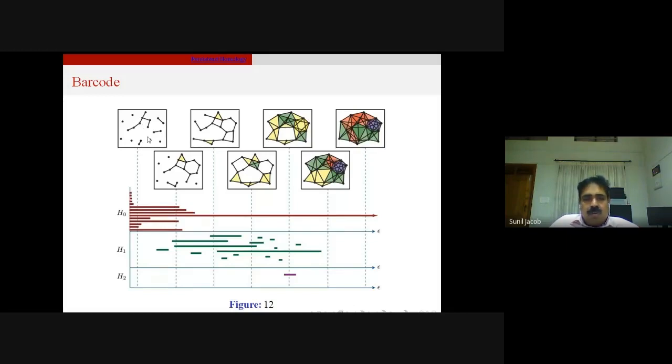Number of connected components. When you again increase the filtration parameter, this is the second filtered complex, and again you can see that there are 1, 2, 3, 4, 5, 6 connected components. And you can see that there are two things there.